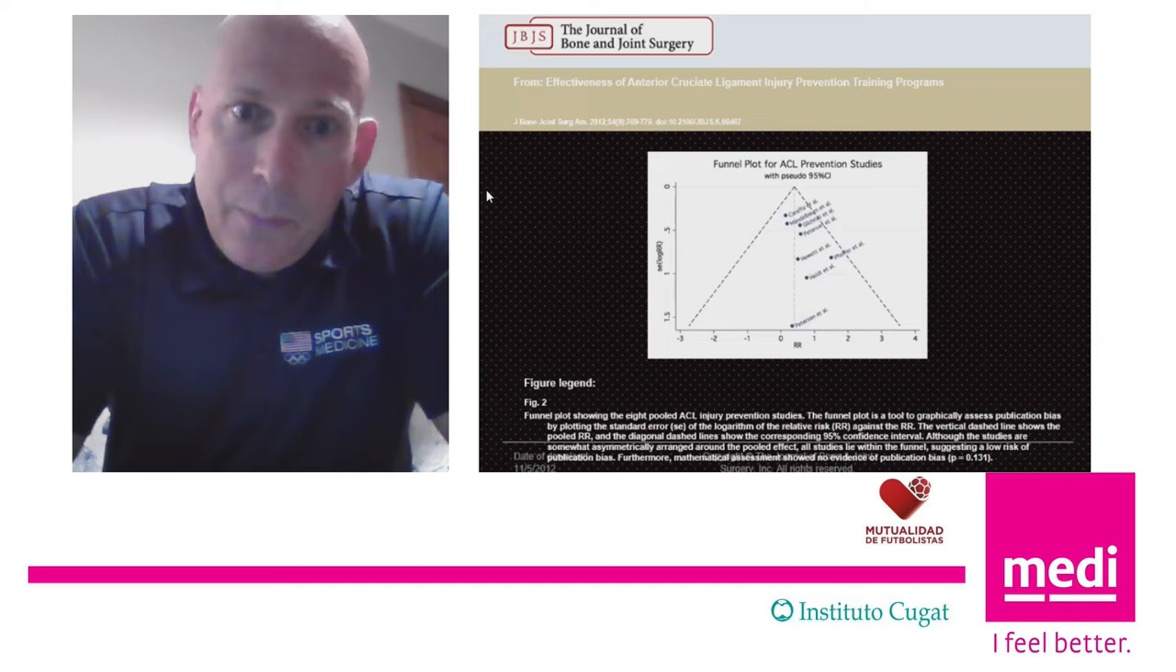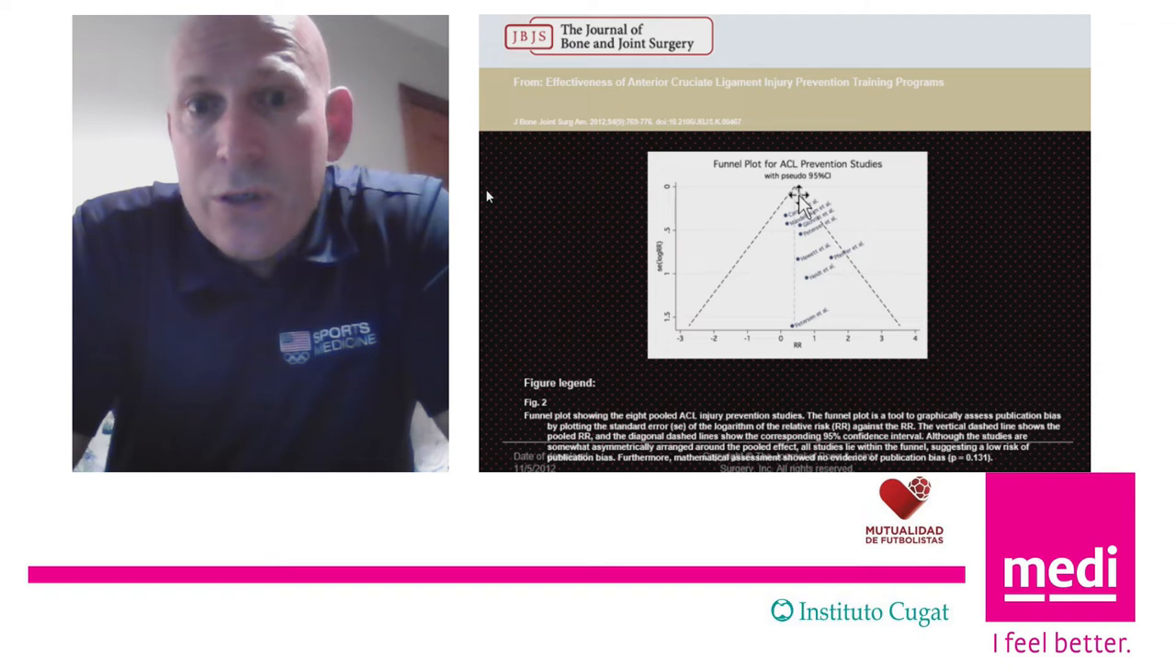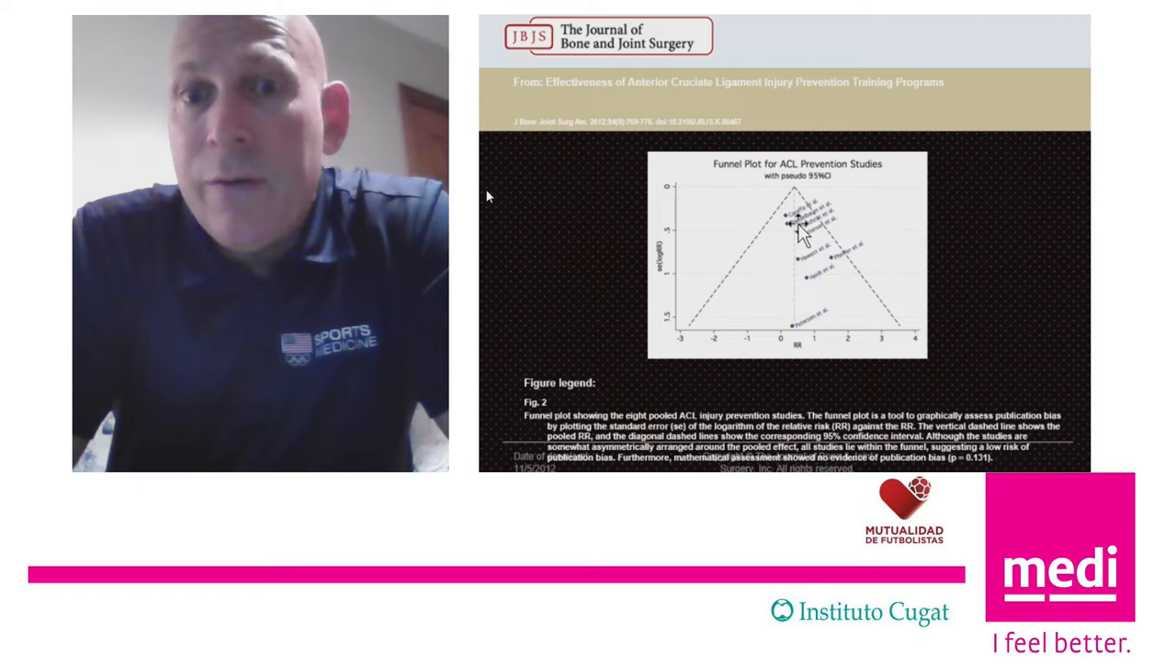Some people have claimed that this is a positive publication bias, but that's not the case. This is a German study that did a funnel plot analysis. First thing this study shows is that two-thirds risk reduction. And what you see is all these studies hug very close to this line, showing that this is a valid relative risk reduction. And all of the studies fall within the funnel, which shows this is not a positive publication bias.